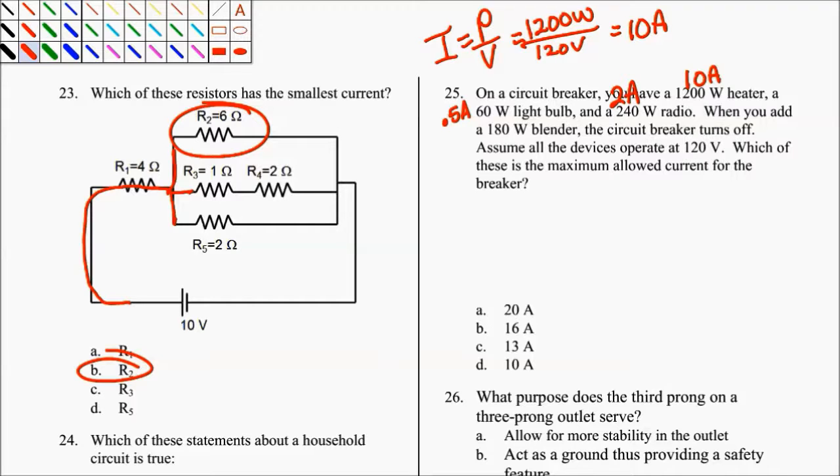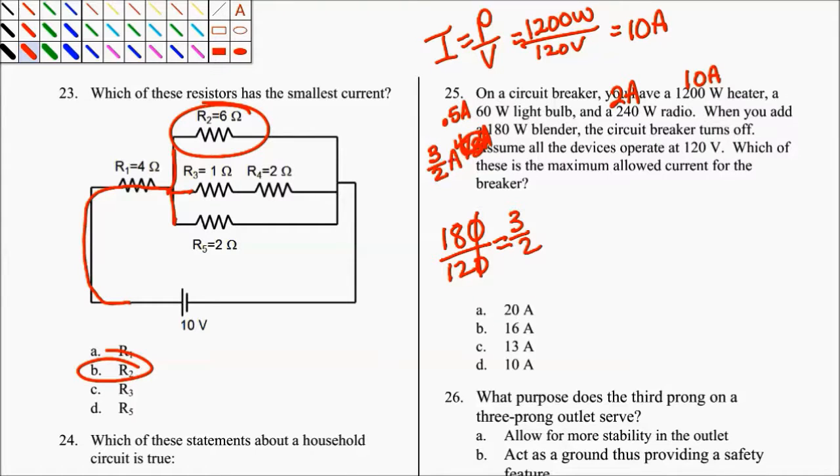And then when I add this 180 over 120, let's see, what is that? The circuit breaker turns off. Is that right? That's not right. 180 over 120 is 3 halves, excuse me, 3 halves amps.